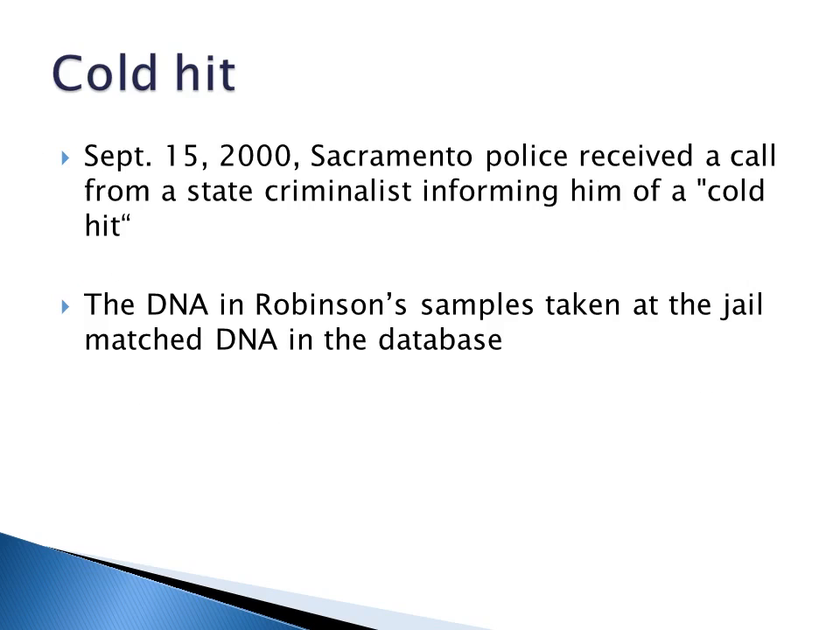So on September 15th of 2000, 3 weeks after the John Doe warrant was filed in Milwaukee and Robinson's DNA profile went out to the lab, the Sacramento police received a call from a state criminalist informing him of a cold hit. So the DNA in Robinson's samples taken at the jail matched DNA that was in the state's rapidly expanding DNA database. So using the DNA profile, they were able to convict this individual for committing several rapes.